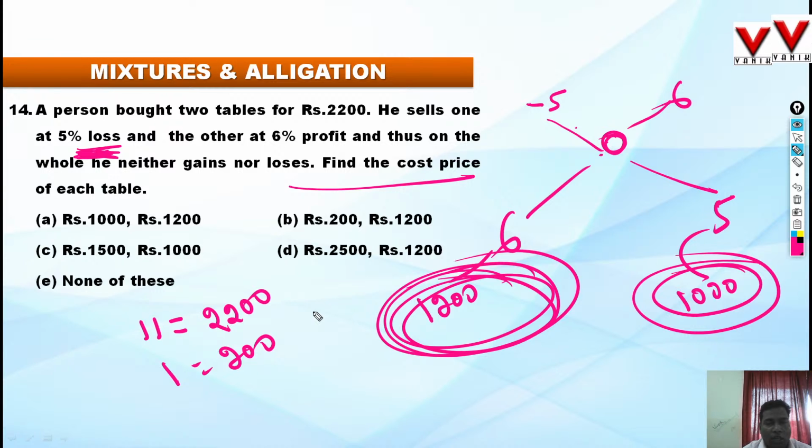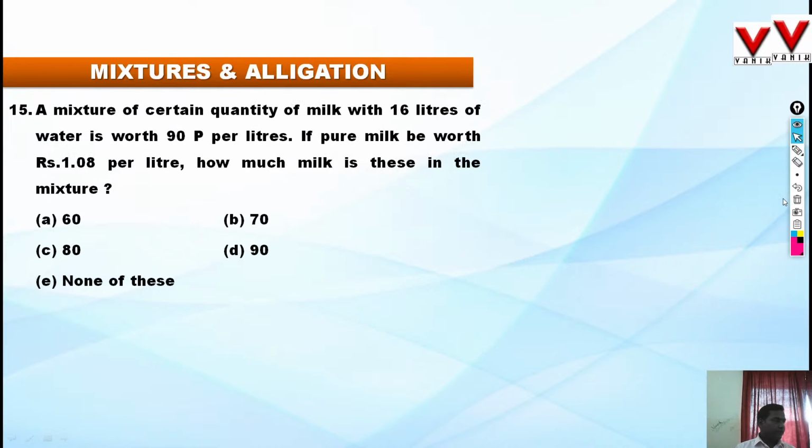Next number, question number 15. A mixture of certain quantity of milk with 16 liters of water is worth 90 paise per liter. If pure milk be worth 1.08 rupees per liter, how much milk is there in the mixture?